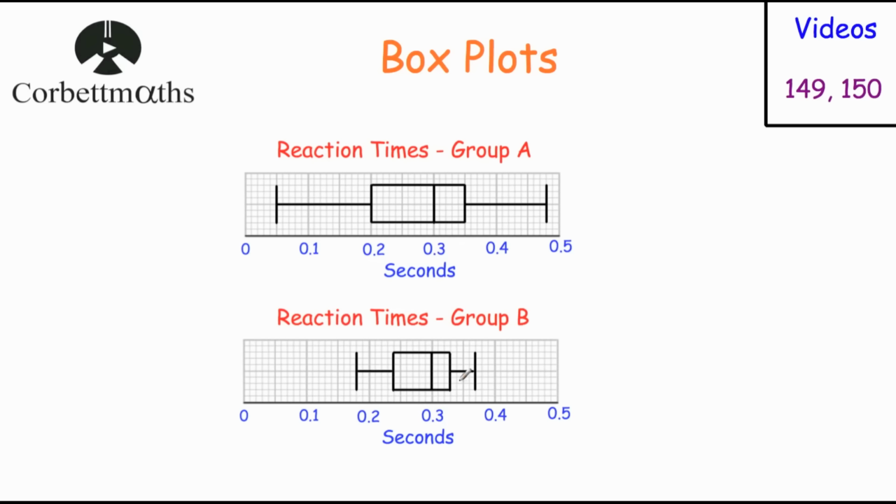Whereas if we have a look at this box, the interquartile range is much smaller because our lower quartile is 0.24 and our upper quartile is 0.33. If we take those away, that's much smaller. So if I was comparing two box plots, I would first of all look at the medians and see how they compare. Here we can see the medians are equal, so it tells you the average is the same, but you can see that the data is much more spread out for group A than group B.